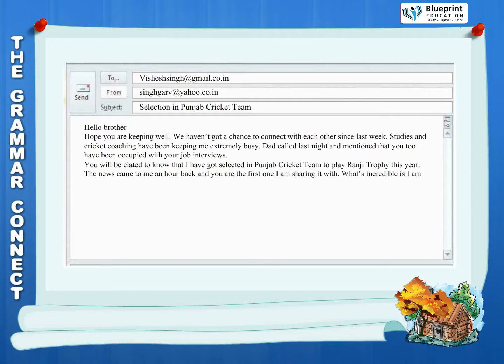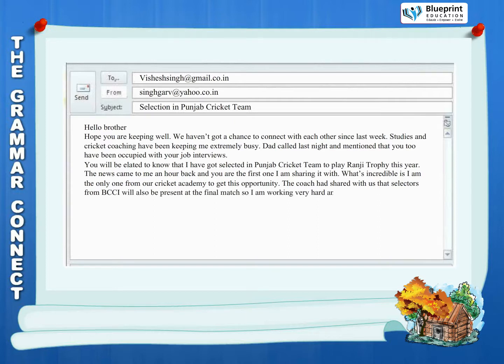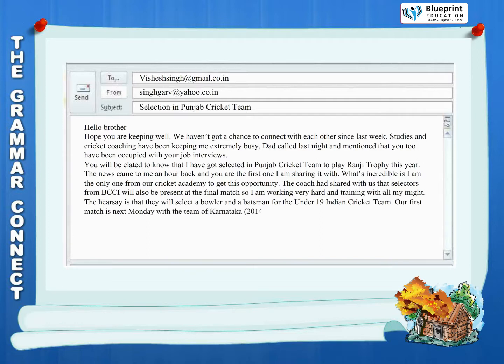What's incredible is I am the only one from our cricket academy to get this opportunity. The coach had shared with us that selectors from BCCI will also be present at the final match. So I am working very hard and training with all my might. The hearsay is that they will select a bowler and a batsman for the under-19 Indian cricket team. Our first match is next Monday with the team of Karnataka, 2014-2015 Ranji Trophy champions. Needless to say how significant this is for me, and I find it difficult to express my enthusiasm and nervousness in words.